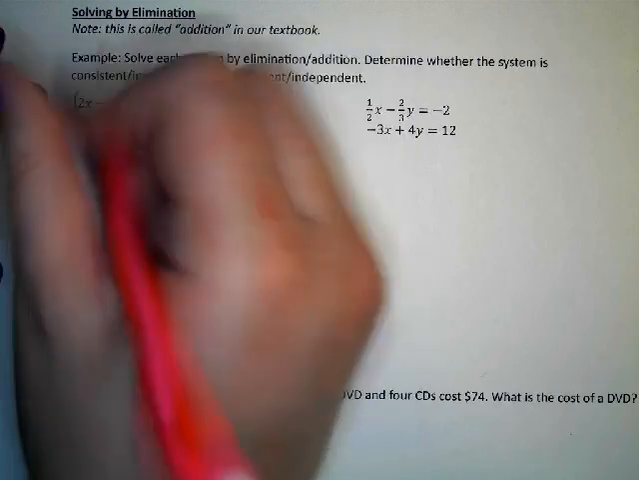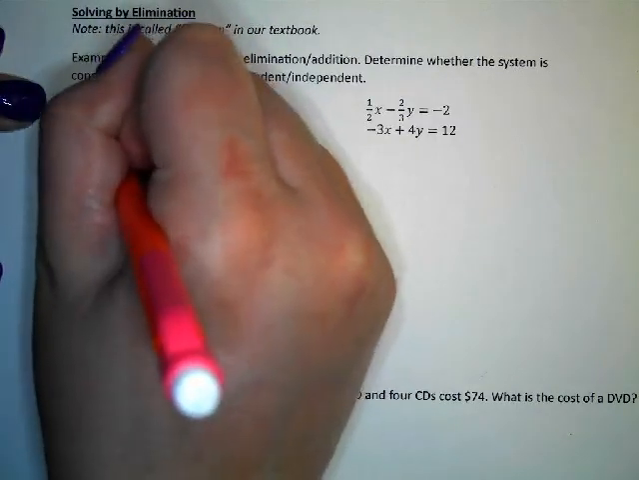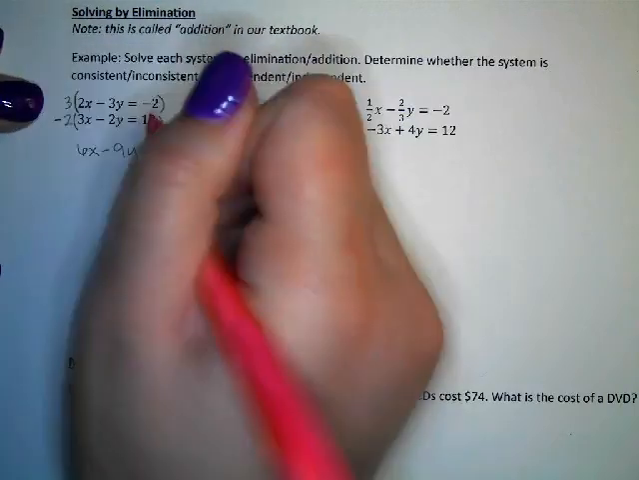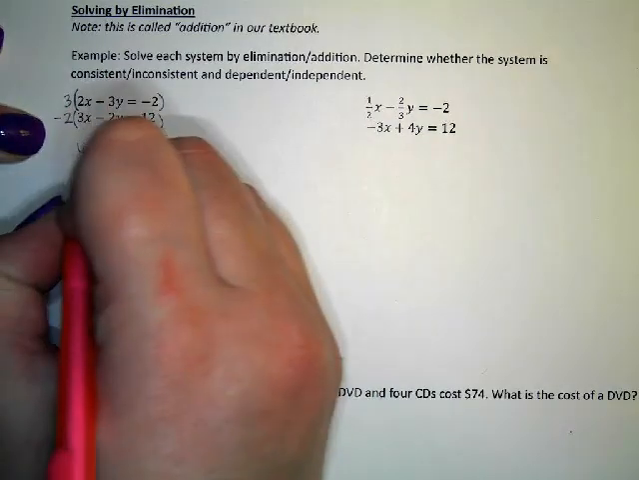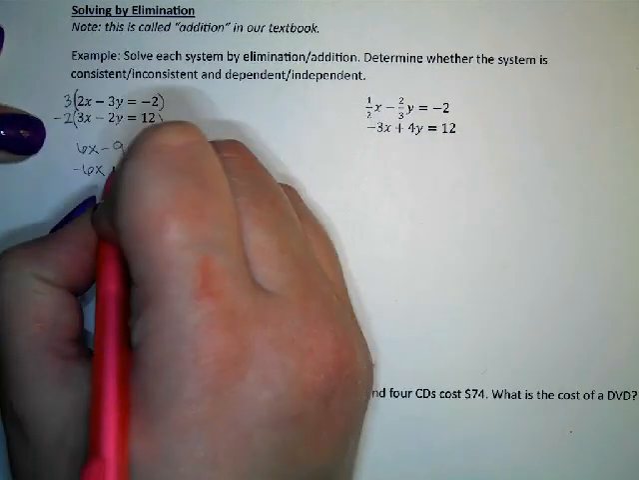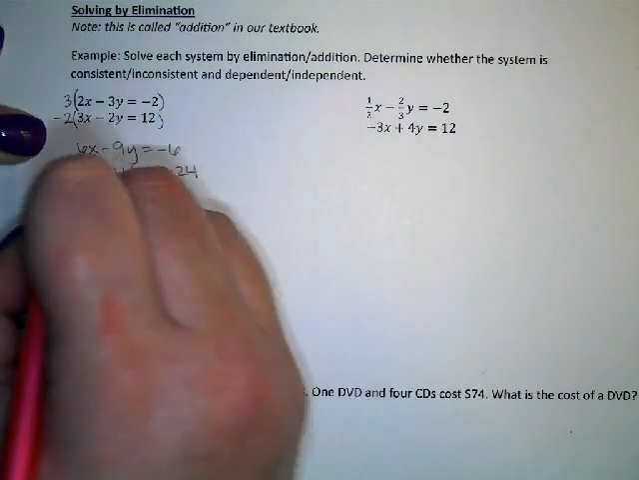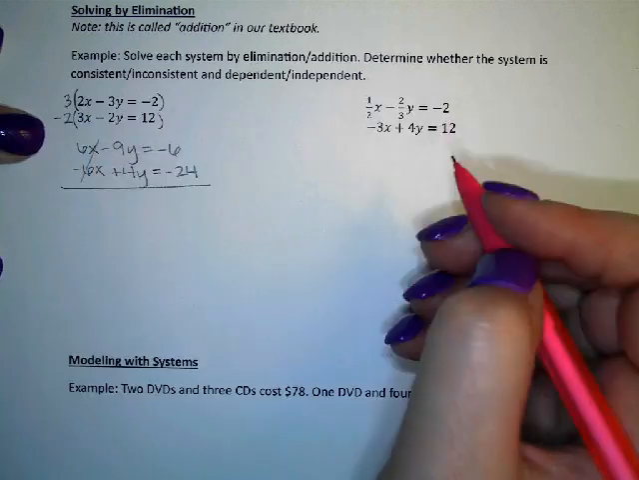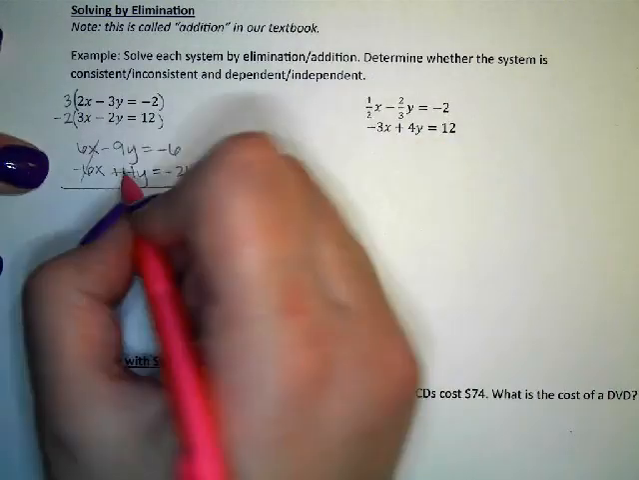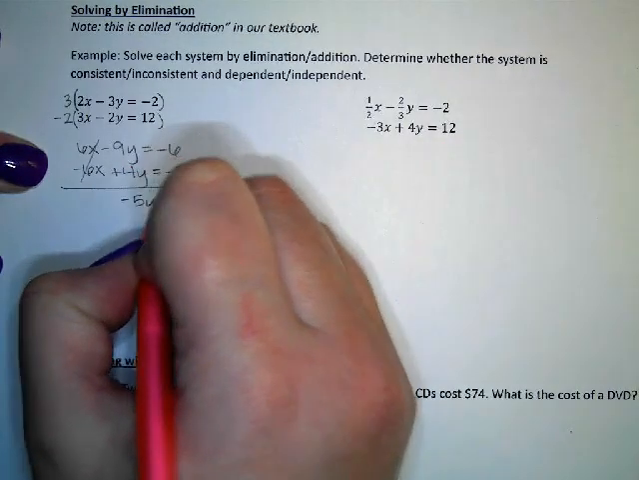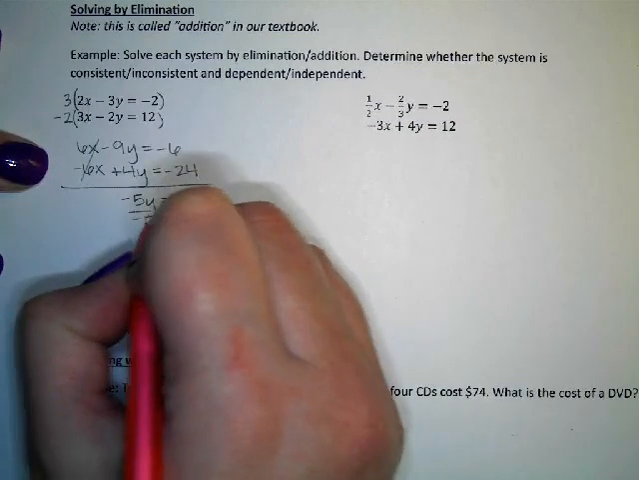3 times negative 3y is negative 9y. 3 times negative 2 is negative 6. And then for the second line, I have negative 6x, positive 4y, negative 24. And so these cancel, they eliminate, or in this case, I added them together and that made them eliminate. And then here I have negative 5y, and that equals negative 30. And then I'll divide the negative 5 over, and I get y equals 6.